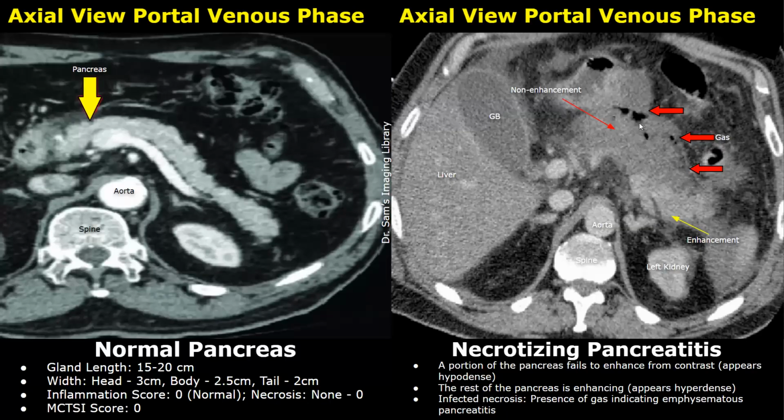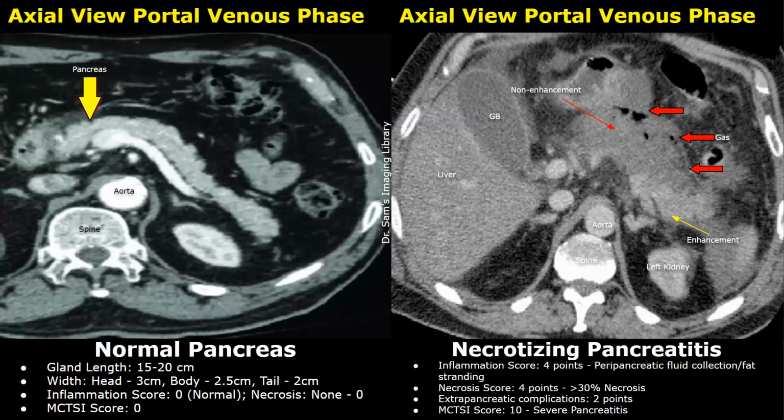This gas is produced by the bacteria. These very low density black areas are gas. With the presence of gas, it is often called emphysematous pancreatitis. Inflammation score is 4. Necrosis score is 4. There was presence of peritoneal free fluid in this case, so for extrapancreatic complications, it gets 2 points. This gives an MCTSI score of 10, that is severe pancreatitis.